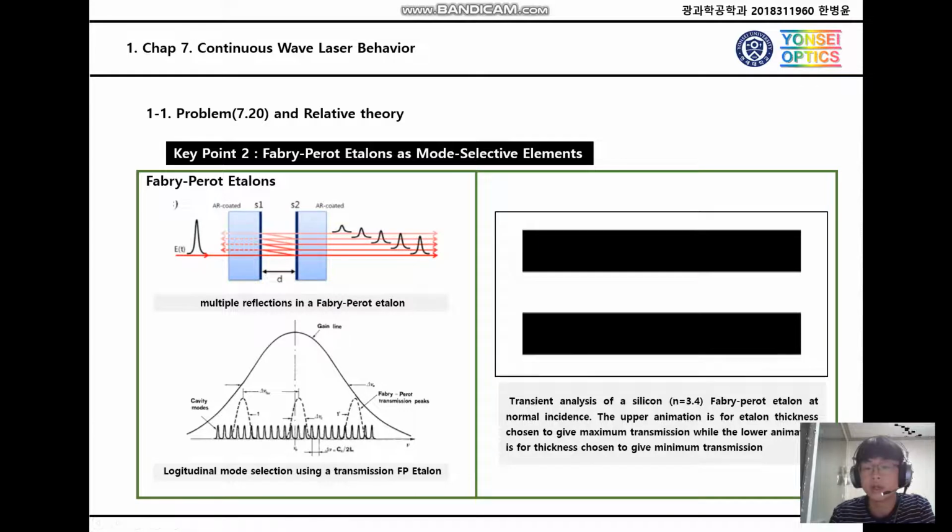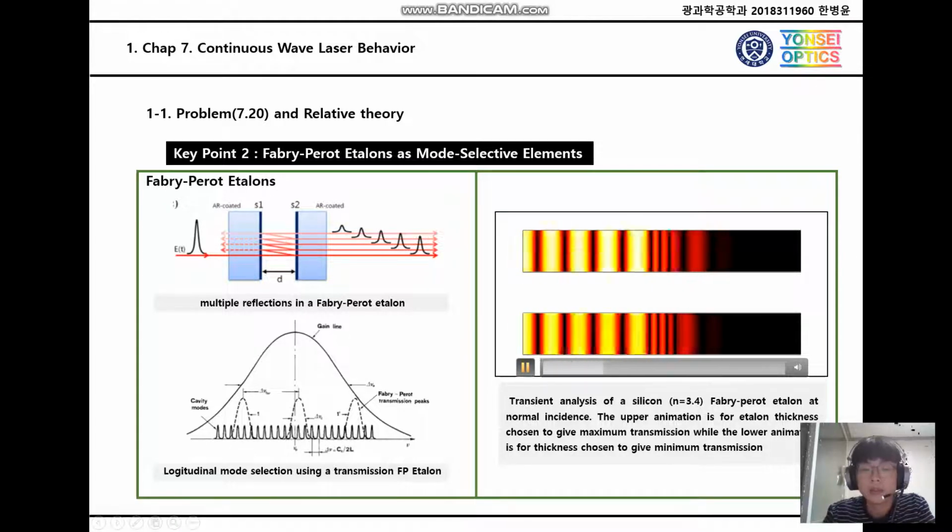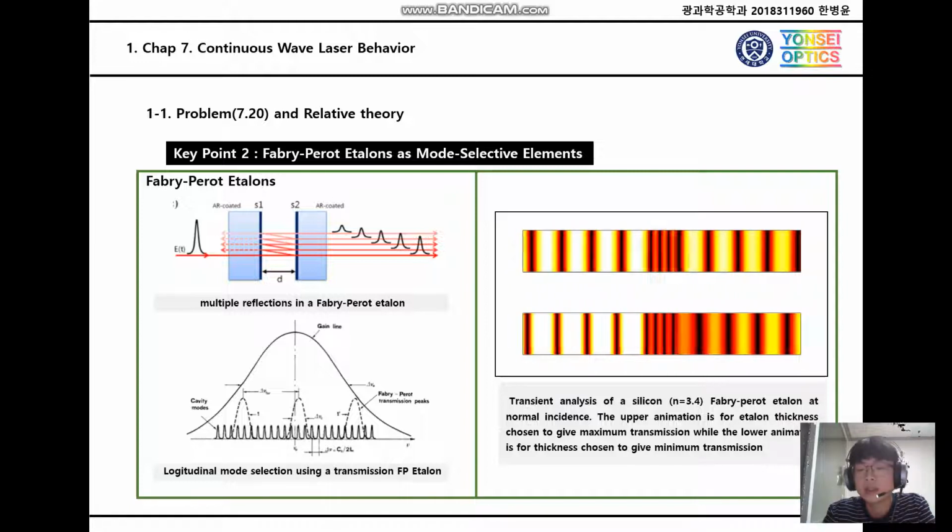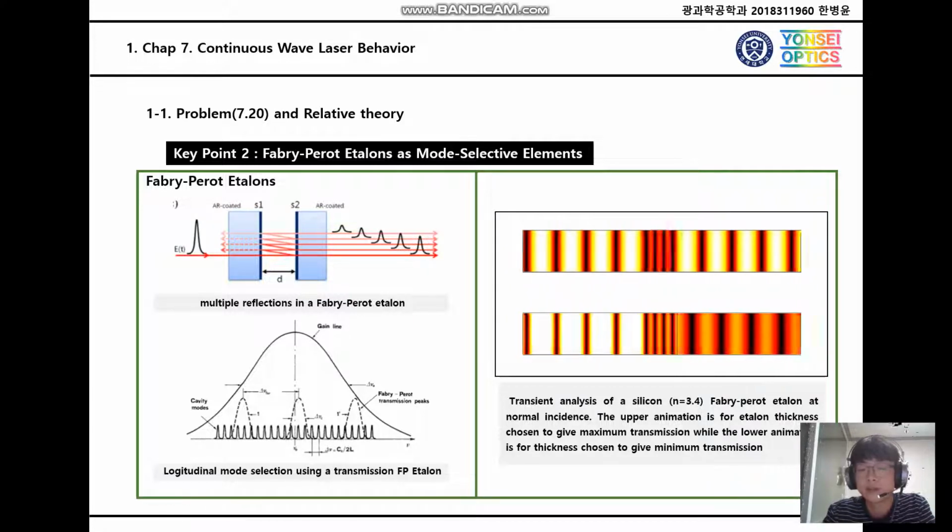The video on the right is about the etalon. Only one variable is changed: the thickness. Depending on the thickness, you can see that the finesse is different.